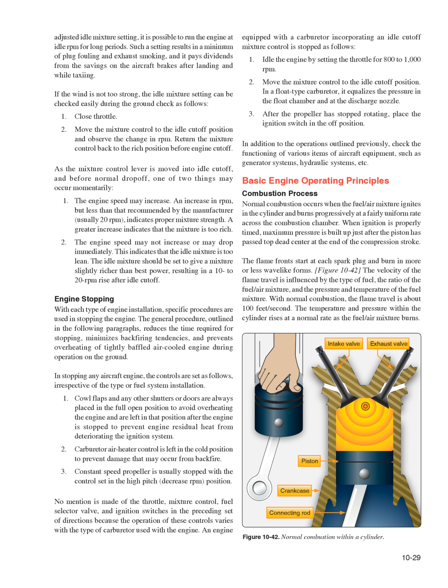Figure 10-42. The velocity of the flame travel is influenced by the type of fuel, the ratio of the fuel/air mixture, and the pressure and temperature of the fuel mixture. With normal combustion, the flame travel is about 100 feet per second. The temperature and pressure within the cylinder rises at a normal rate as the fuel/air mixture burns.